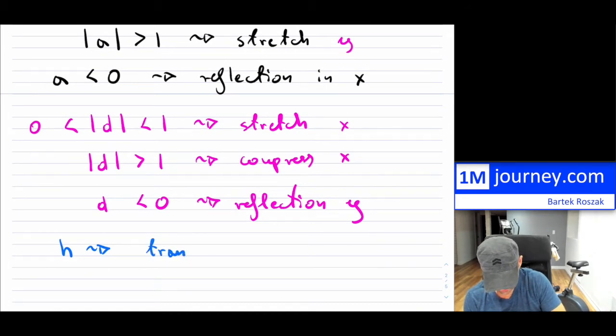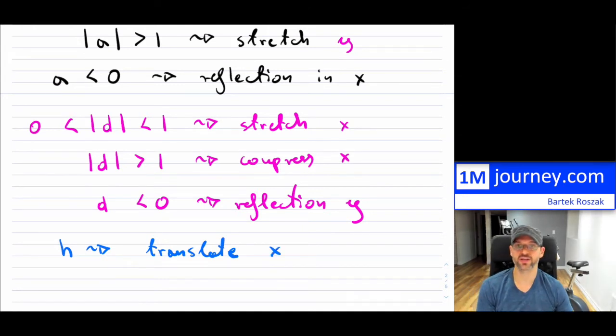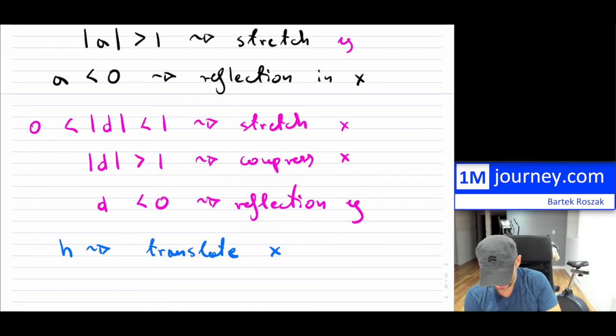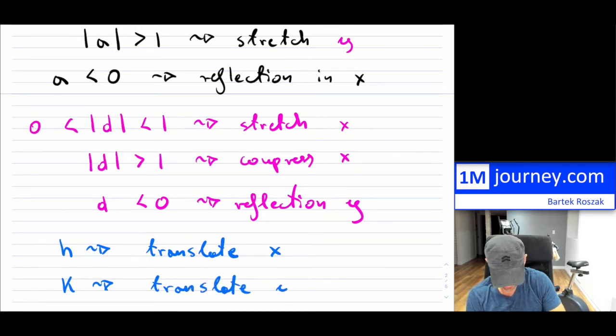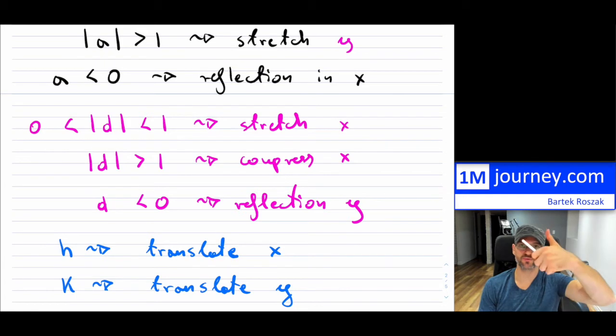So it just shifts it over, so h translates it in the x. If h is positive, we'll move it in the positive direction. If h is negative, we'll move it in the opposite direction. And then our k basically translates it as well, but it translates it in the y. So it's either going to go up if it's positive or go down if it's negative. That's what these translations are.